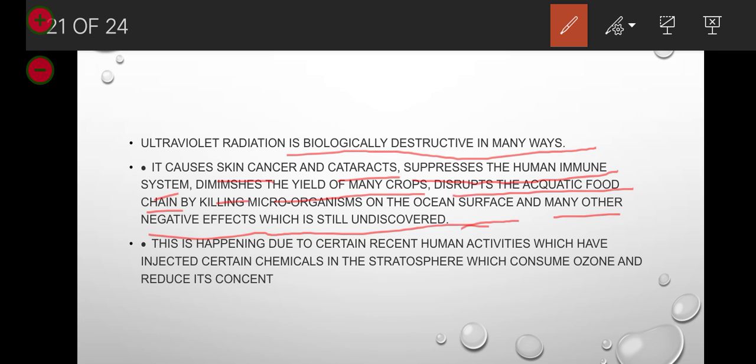This is happening due to certain recent human activities. Humans are the main cause of ozone depletion. Human activities have injected certain chemicals into the stratosphere, which consume ozone and reduce its content, so the ozone layer is being spoiled.